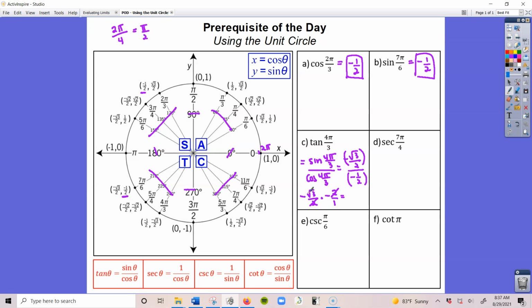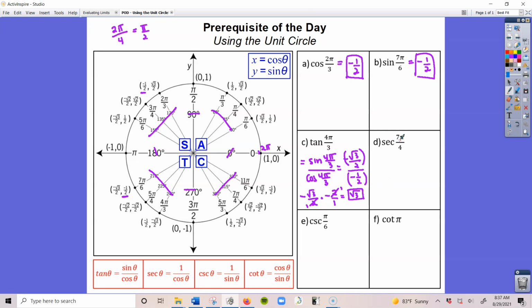So we have this 2 and this 2, which will cancel. And then we multiply. Negative square root of 3 times this will now be a 1 and a 1, because I can divide each by 2. Negative square root of 3 times negative 1 is positive square root of 3 over 1 times 1, which is 1. So this would be my answer, square root of 3.